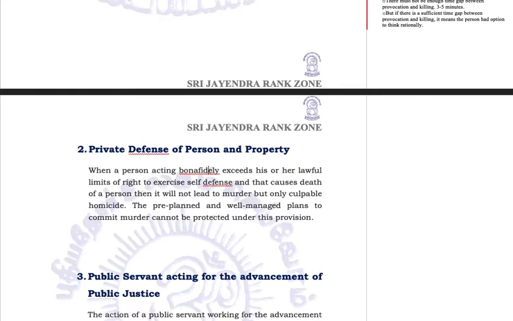But now, in my genuine private defense, I exceeded my right to private defense. I inflicted more injury than what was required, and the person died. But I did so while I was exercising my right to private defense or the defense of property. In such a case, when I exceed such a right, the law will treat it as culpable homicide, not murder.